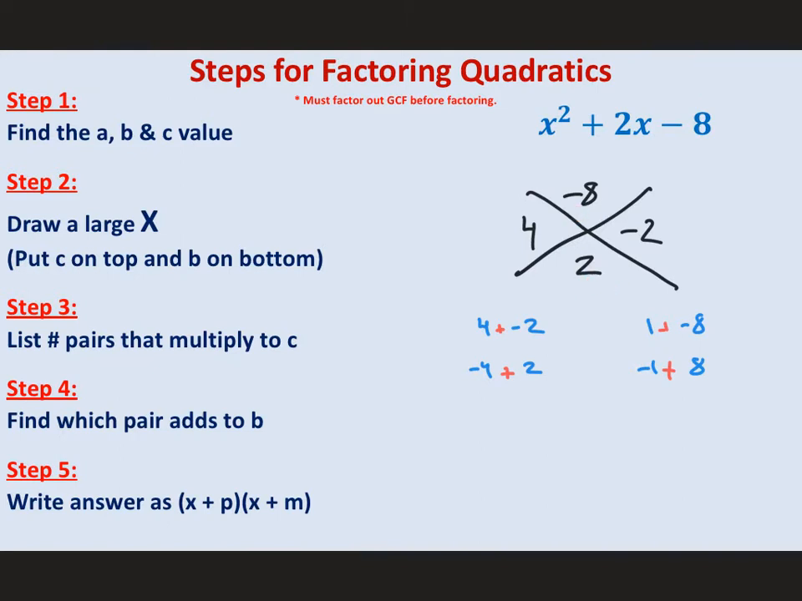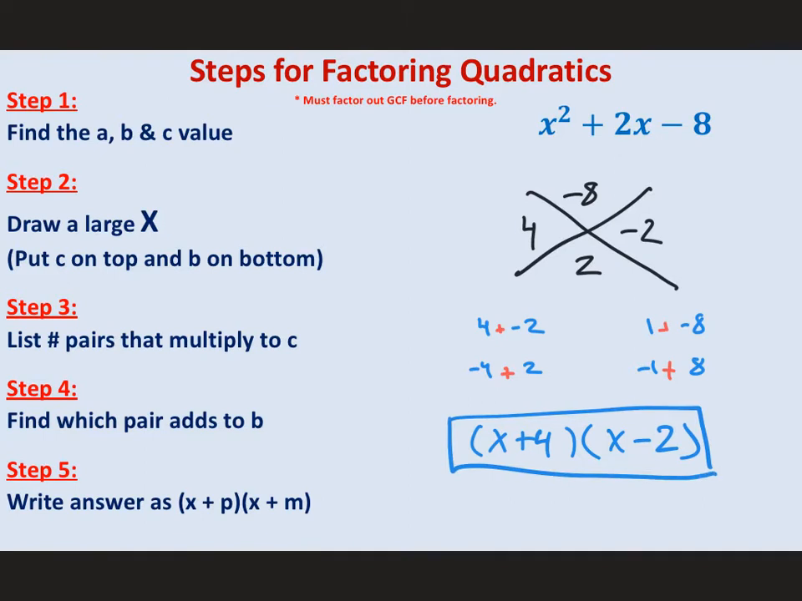Well, that's not actually the full problem. We have to write our answer now. So you're going to take those two values on the side, and you're going to write them as binomials. So you'll write x plus 4 and x minus 2. Box your answer. This has now been factored.